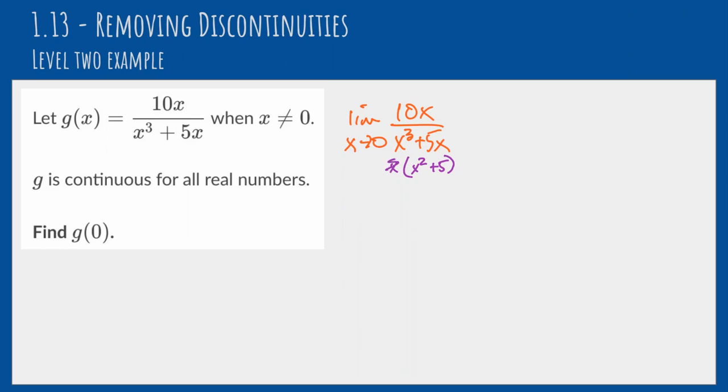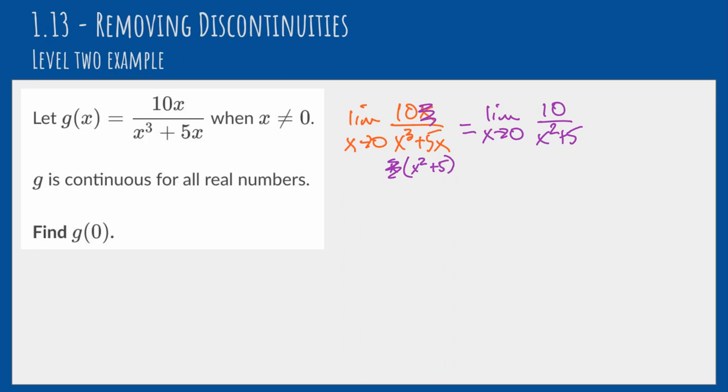And once we factor the bottom, the x in the denominator and the x in the numerator cancel each other out. And we can cancel those, remember, because x is not equal to 0. So we're not canceling zeros, we're canceling numbers that are just really close to 0. And so this limit becomes a limit as x approaches 0 of 10 over x squared plus 5.